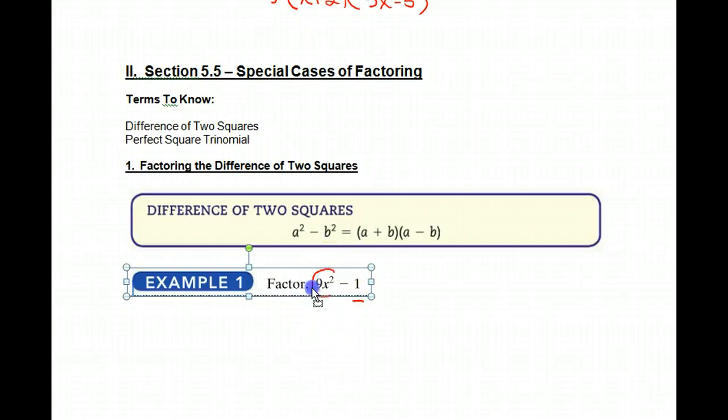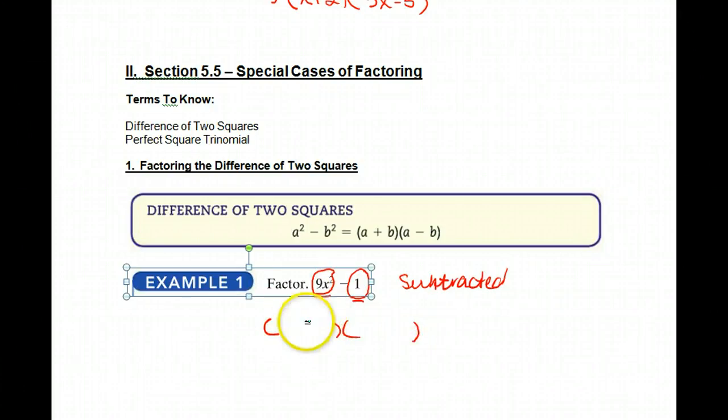So when you have a perfect square for your first term, a perfect square for your last term, and they're being subtracted, that is what constitutes the difference of two squares. And taking the square root, factoring these is actually pretty simple. You're going to take the square root of your first term, so 9x squared, taking the square root of that becomes 3x. So we put that in the front of our parentheses.